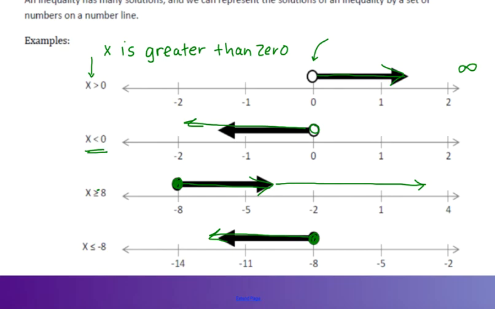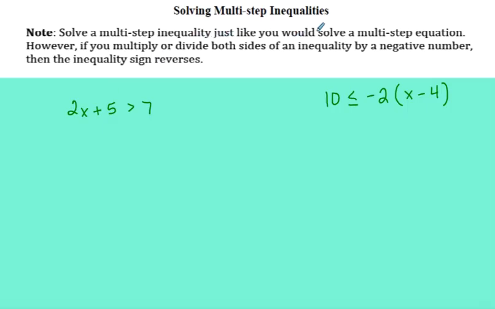Okay, so now how do we solve harder inequalities? Solving a multi-step inequality, you solve it just like it's an equation. So let me show you. We have 2x plus 5 is greater than 7. Think about what you do if it was equal to 7. Well, the first thing you do would be subtract the 5. You'd get 2x is greater than 2. Then we would divide both sides by 2 to get x alone on the left side. Whatever we do to one side, we want to do to the other. So that gives me x is greater than 1.